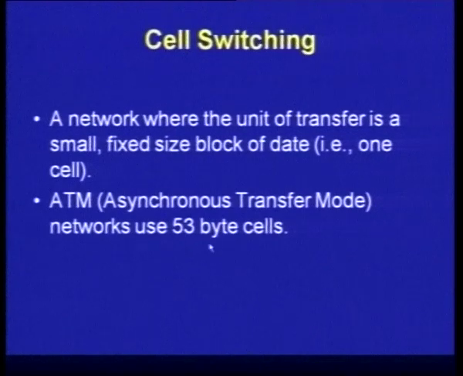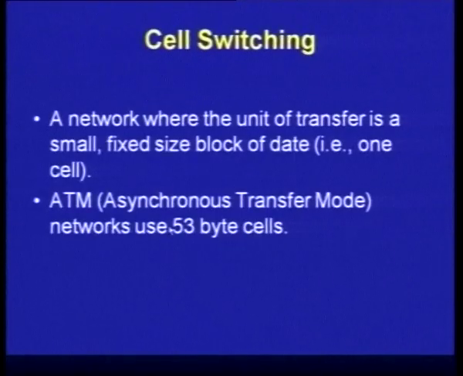So this uses 53 byte cells. Note that the size of each cell is really very small. You have a 53 byte cell. In fact, this has about 5 bytes of header and 48 bytes of data that are being sent. And since you have fixed size cells like this, you can actually use hardware switches which can work really fast. So with cell switching you can get some very fast switching mechanisms.